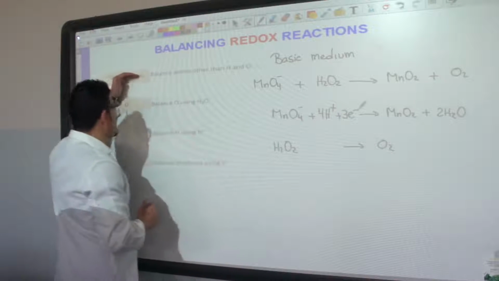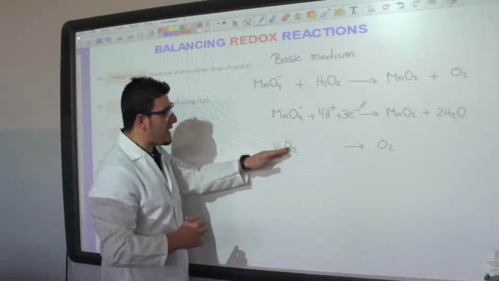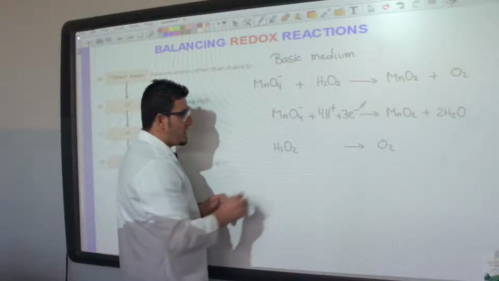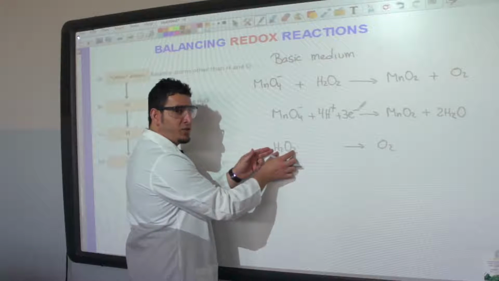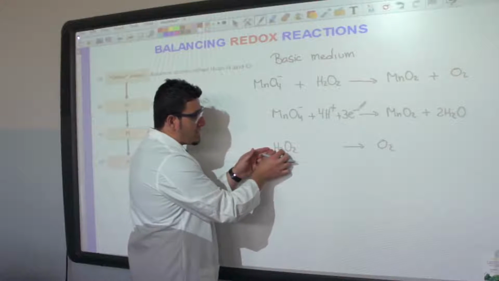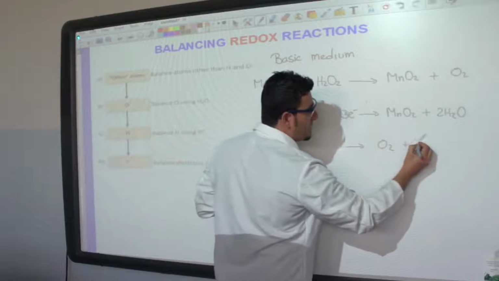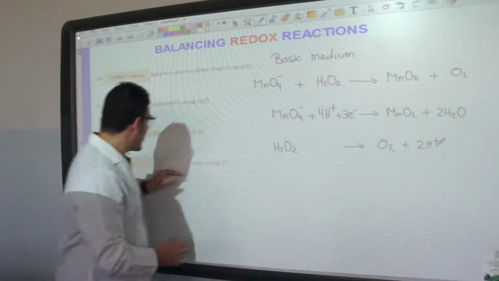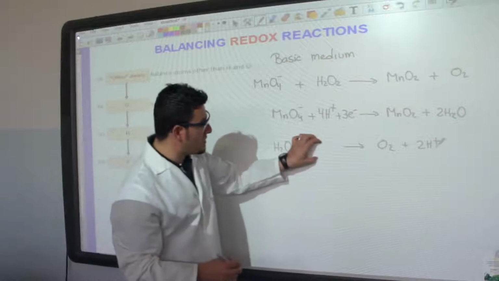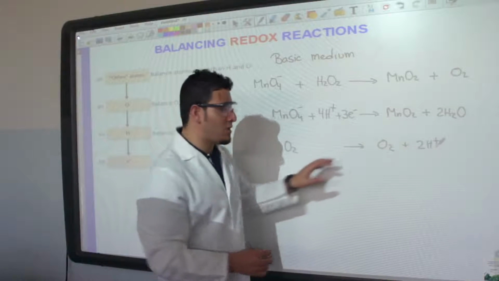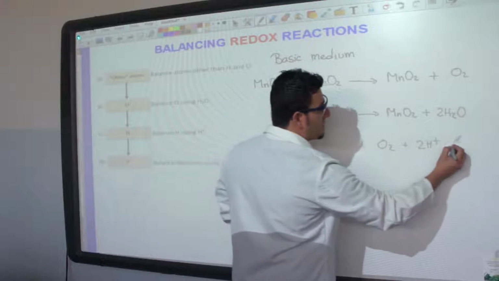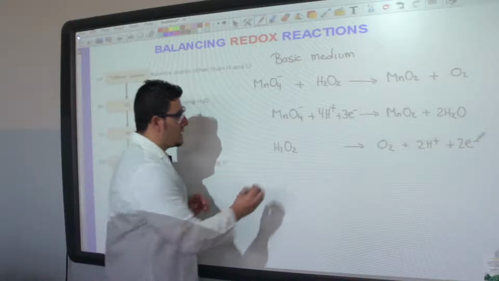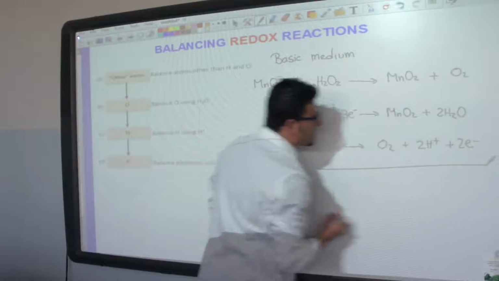Now the H2O2, I do not have any other elements than hydrogen and oxygen. So I will skip the first step. Now the second step, balance oxygen. Oxygen is balanced already. Now the next step is balance hydrogen. Here I have 2 hydrogen. So I will add here 2 H plus. Now look at the charges. Here I have 0, but here I have 2 plus. So how can I make the 2 plus 0? By adding 2 electrons.